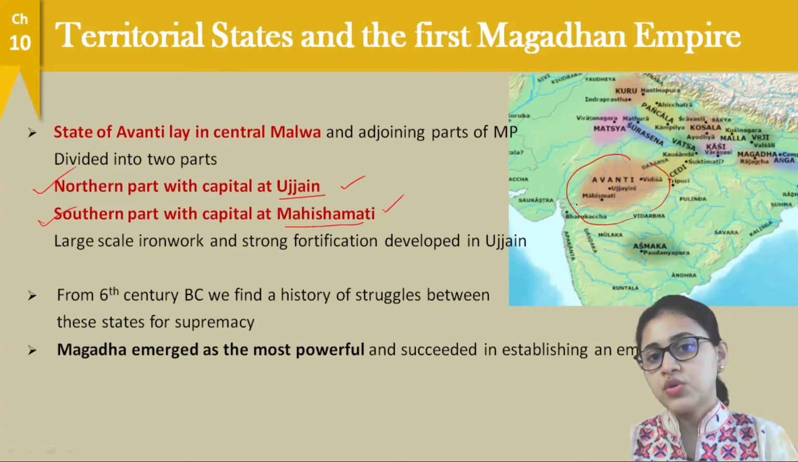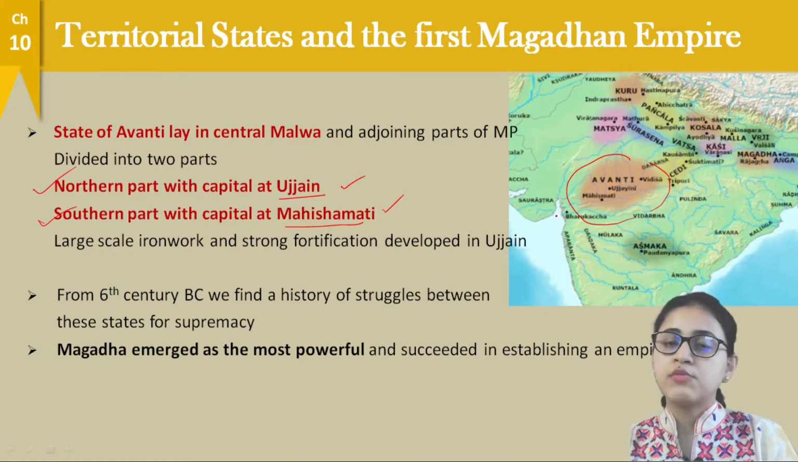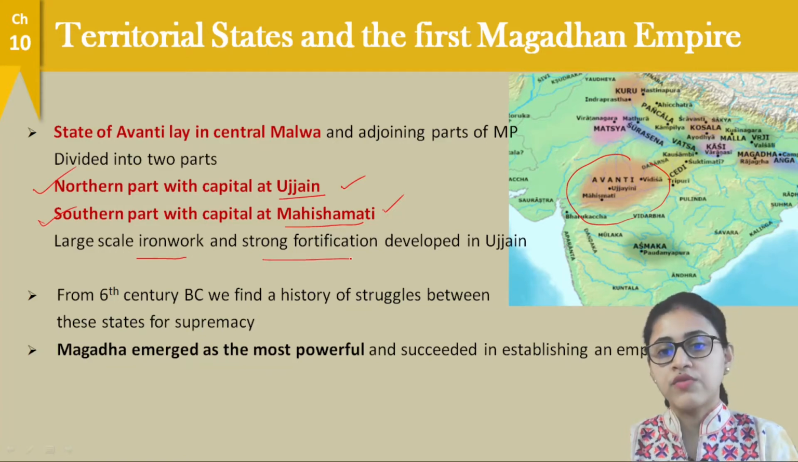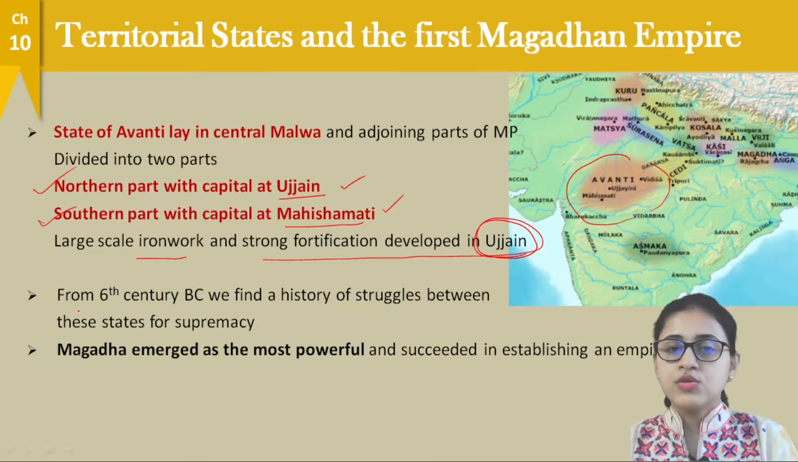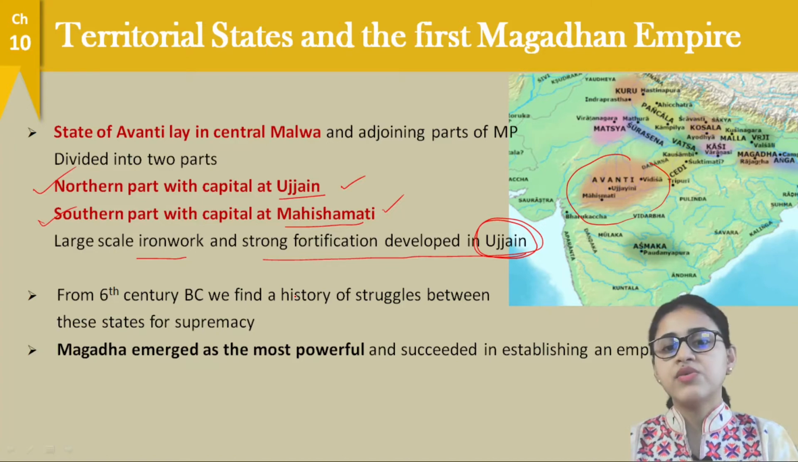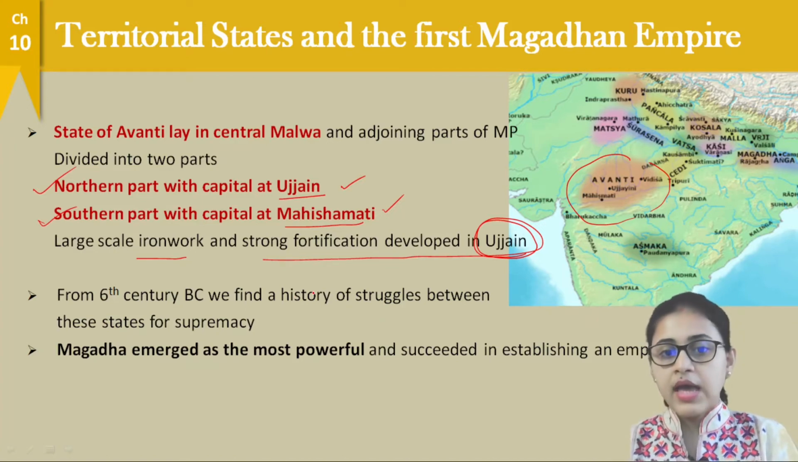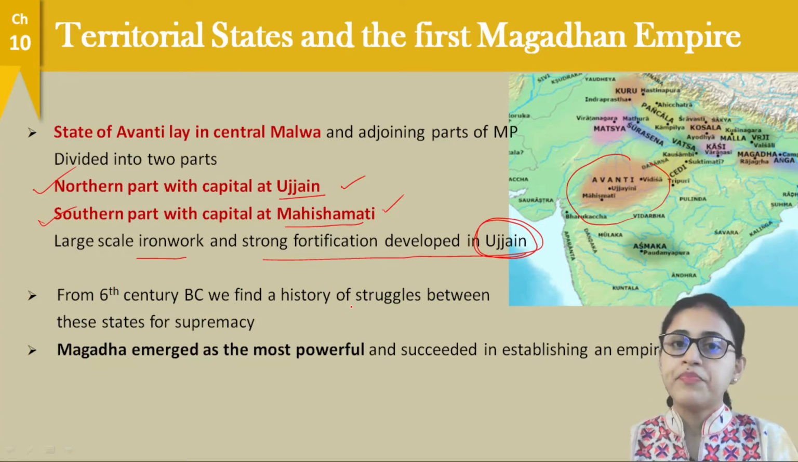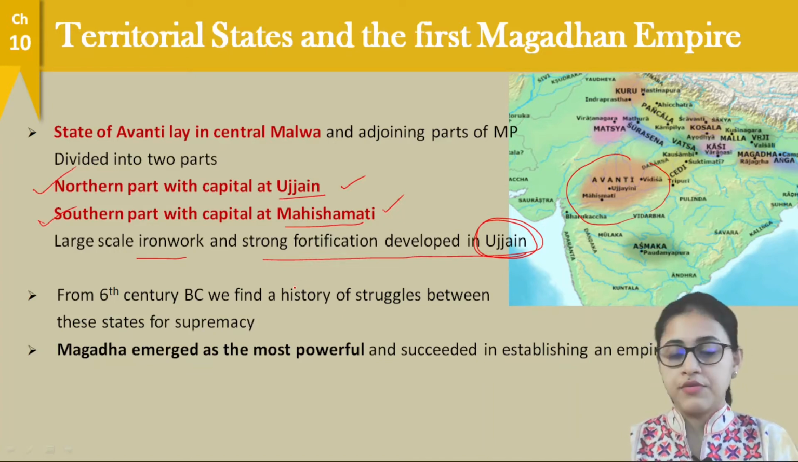Now excavations show that both Ujjain and Mahishamati were important regions, but later Ujjain came to become more prominent. And we also see large scale ironwork and strong fortification which developed in Ujjain. Excavations show these evidences. So in this way, from the 6th century BC, we find a history of struggles between different states for supremacy, right? And later we will come to know how Magadha emerged as the most powerful kingdom, and it was successful in establishing a big empire in the country, right?